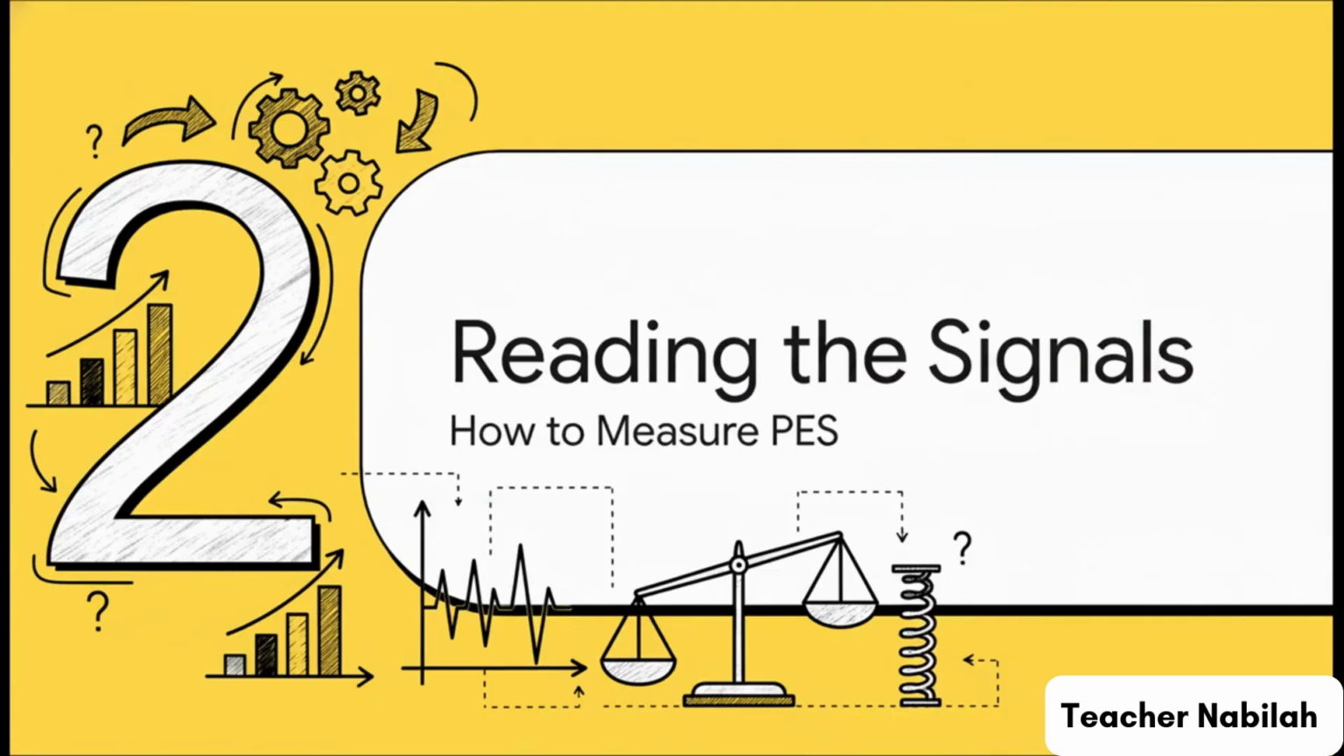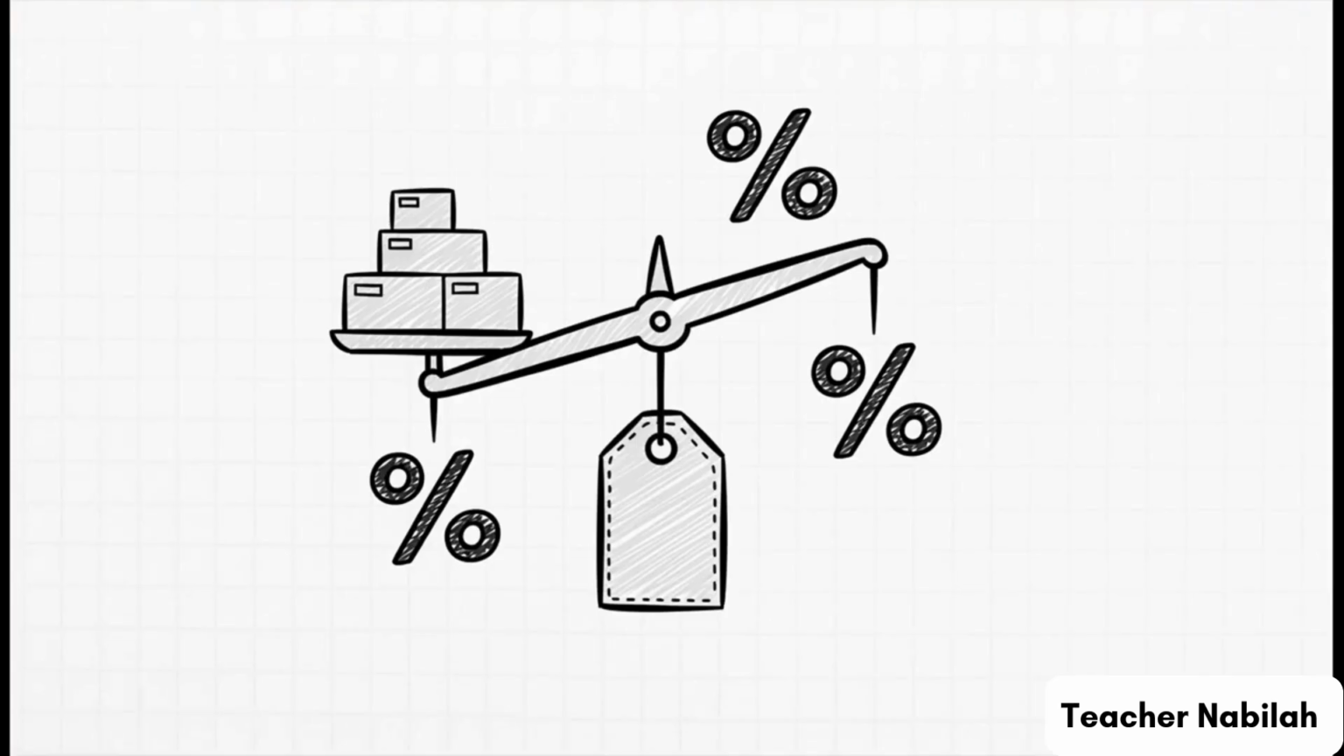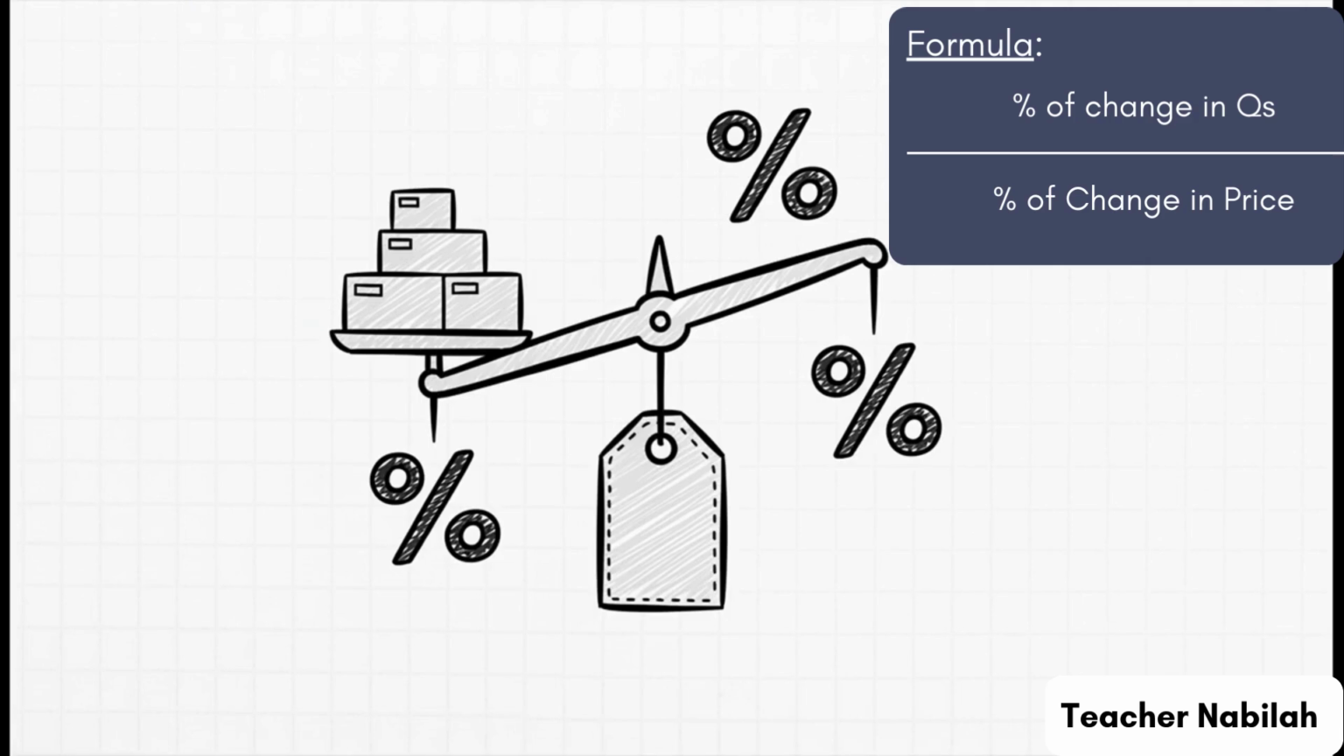All right, so how do we actually calculate this flexibility score? It sounds complicated, but I promise you it's not. Let's just take a quick peek at the formula. See? It's really simple. You just take the percentage change in how much stuff is supplied and divide it by the percentage change in the price. It's just a ratio that compares how much supply reacted to the price change that caused it.